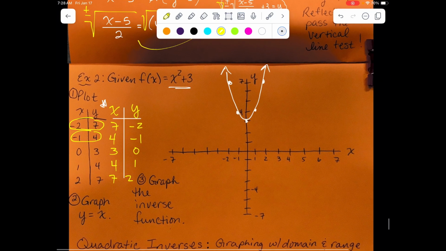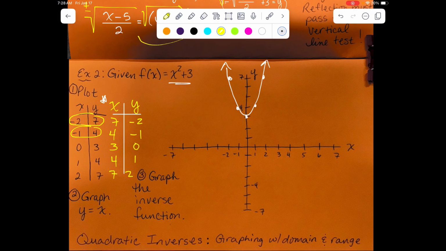So let's graph what we have in yellow. So we go over 7 and down negative 2, over 4 and down negative 1, over 3, 0, over 4 up 1, and over 7 up 2. And you'll see that we have what looks like a sideways quadratic, right? It's opening to the right.